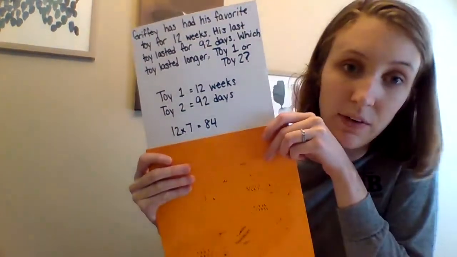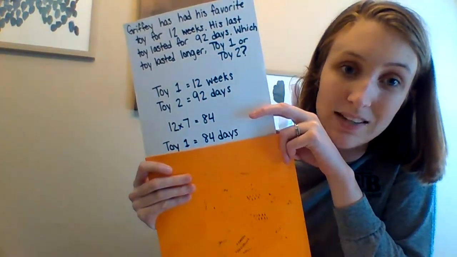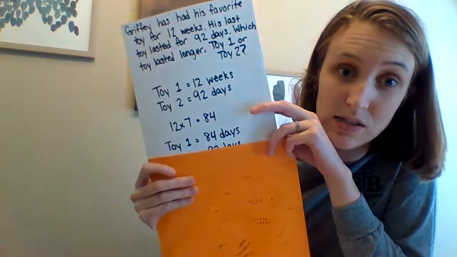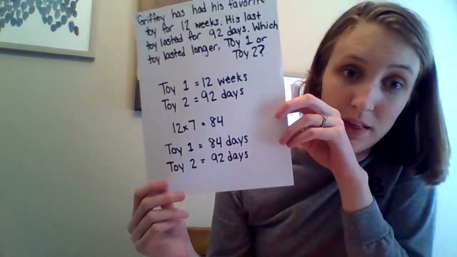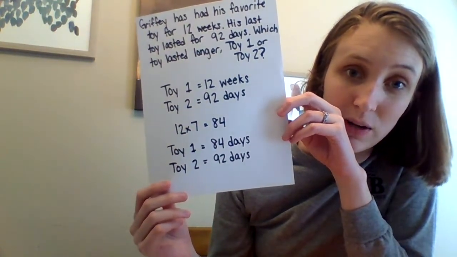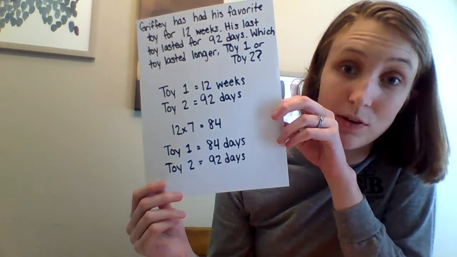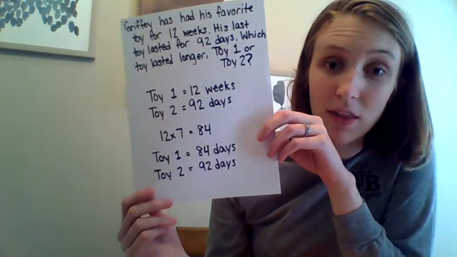So if I go back and see, now I have toy 1 is 84 days. 12 weeks is the same as 84 days. And toy 2 has lasted for 92 days. So again, my question was, which toy lasted longer, toy 1 or toy 2? Circle the one on your paper that lasted longer.